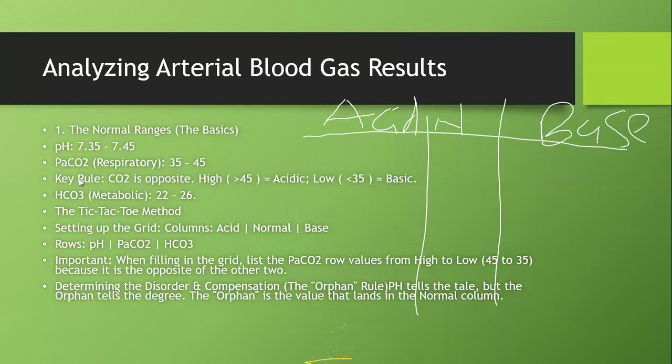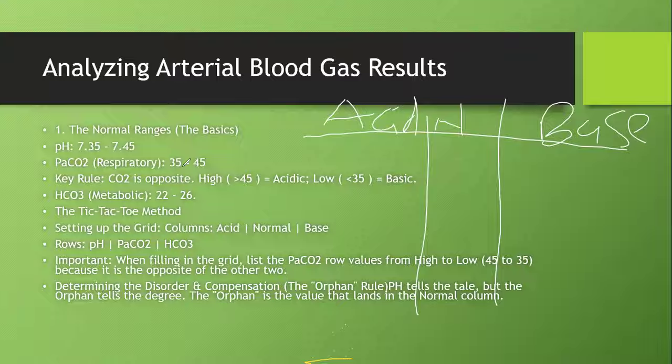Now, in ABGs, we have three scenarios. Either we have an uncompensated scenario, or we have partially compensated, and then fully compensated. These are the three scenarios I want everyone to take note of: partially compensated, fully compensated, and uncompensated. Now, we will start with the uncompensated.